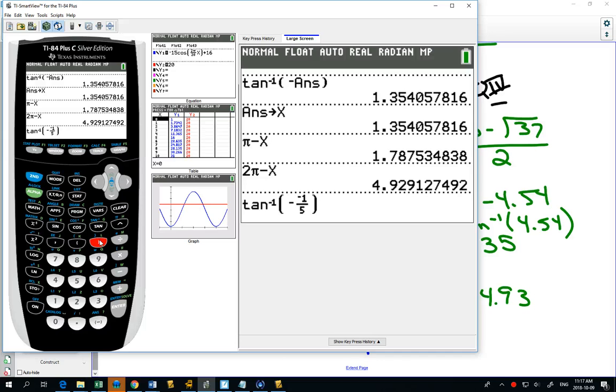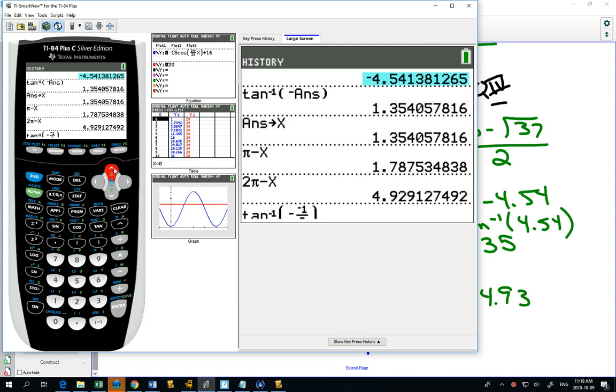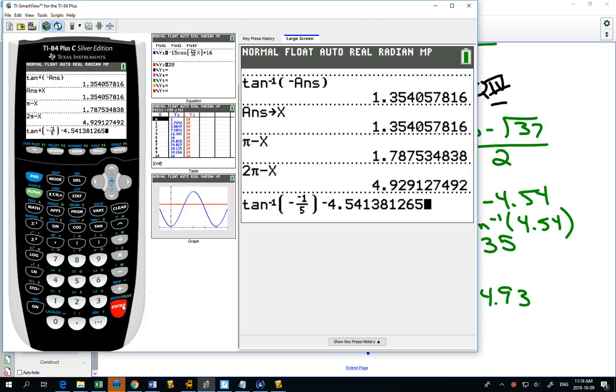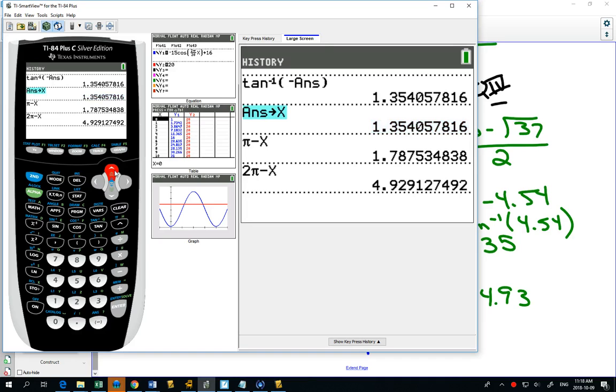Does that make sense? And although when you're typing this in, you would never do that. That's a whole bunch of extra negatives you would write, just to change it to positive 1/5. But in this case, let's go back up here, that's the number that I had. I didn't want to retype 4.541381265. I mean, you could have taken this number. Oh, shoot. Clear. So there's different ways you can go about this.